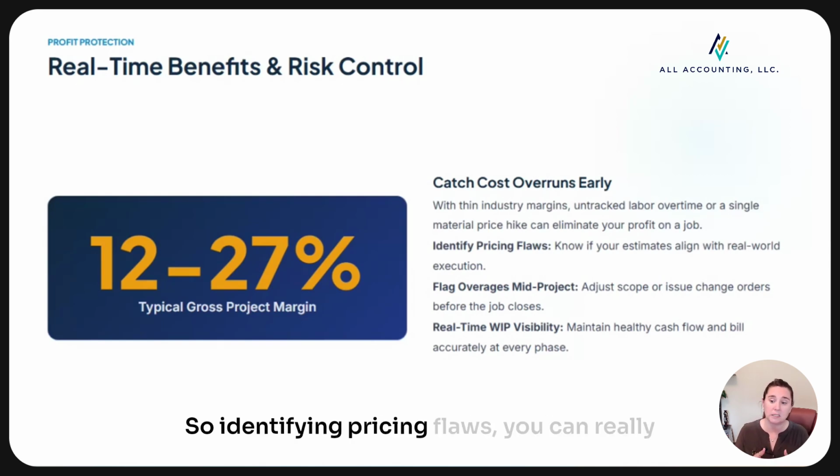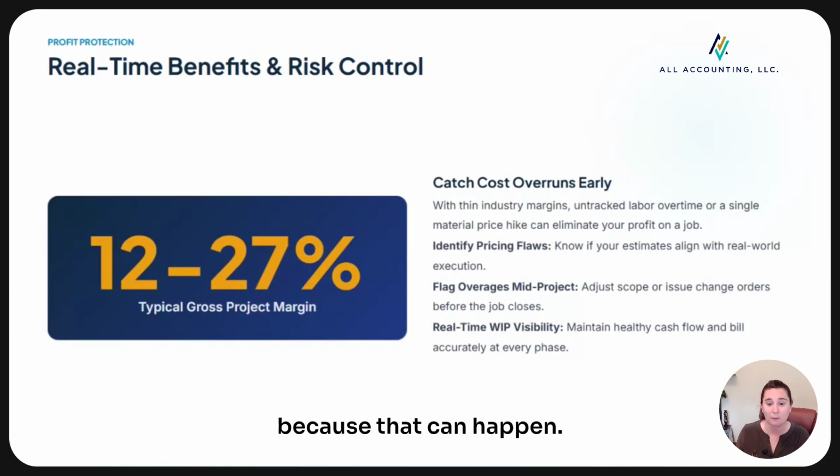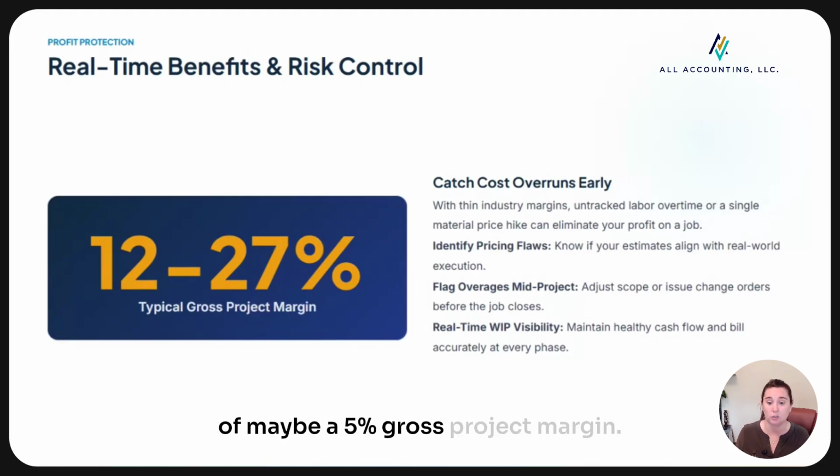So identifying pricing flaws, you can really see if your estimates were aligned with what really happened in the real world. You can flag those scope creeps and make sure that you're issuing those change orders, because that can happen, so that you can ultimately ensure that you're getting that 17% gross project margin instead of maybe a 5% gross project margin. You definitely want to bring that up. And then it just maintains a good, healthy cash flow and bill accuracy at every stage.